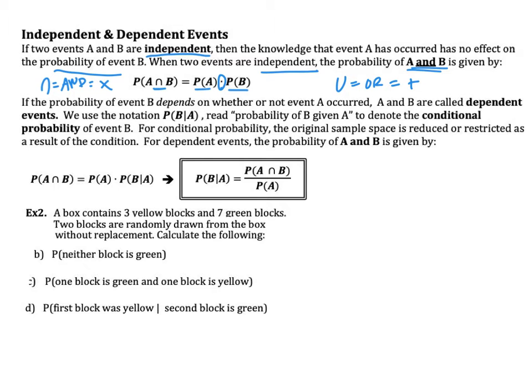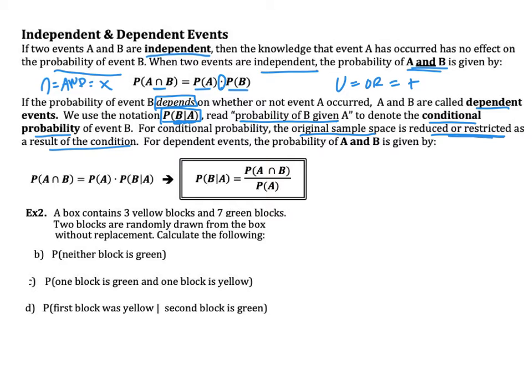If the probability of event B depends on whether or not event A occurred, then A and B are called dependent events. And we can use this notation, the probability of B given that A has occurred, right? And that's also known as conditional probability. We have a condition, B given that A has occurred. And so when you have a condition, your original sample space gets smaller. It's reduced as a result of that condition that was given.